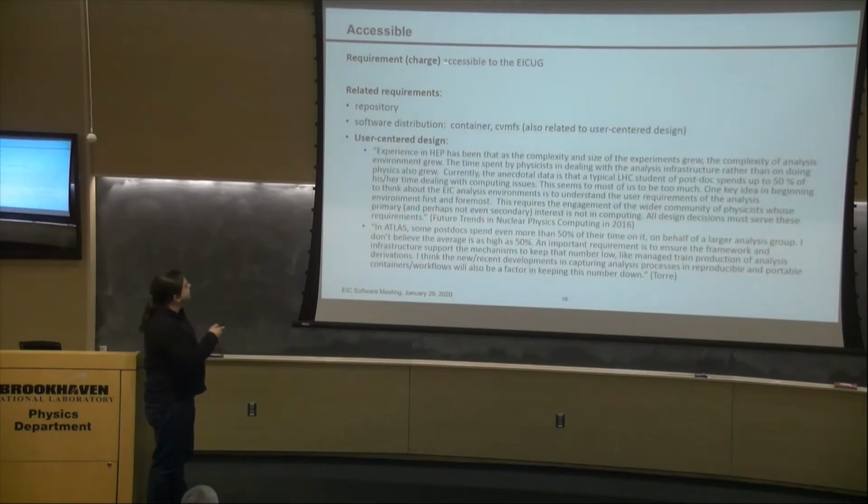Another requirement from the charge is accessible to the EIC user group. To what extent do we interpret this? Well, one thing is to have a repository up so that you can get the code, but it's not only the repository, it's also the distribution of the software, meaning that you have, for instance, what we are currently thinking of, containers and CVMFS.